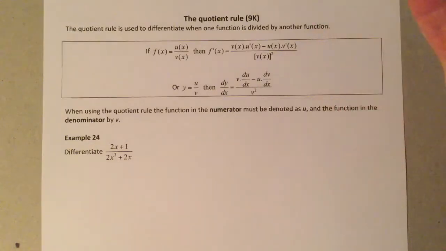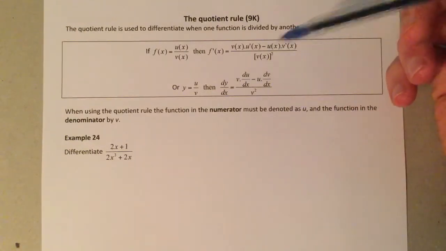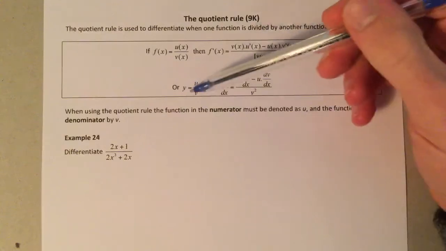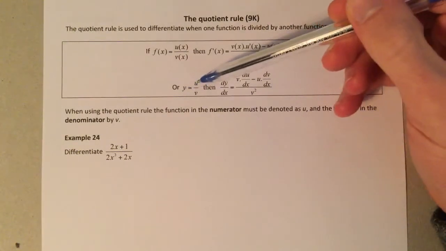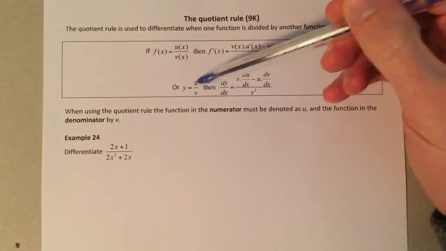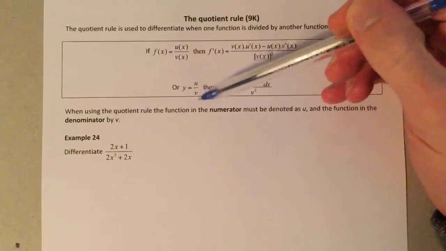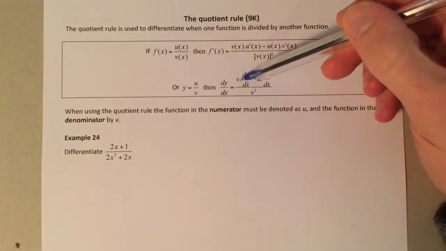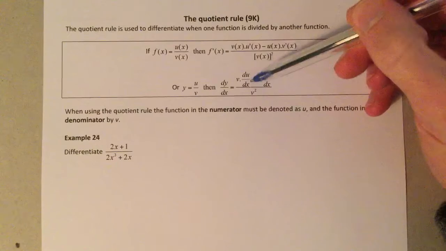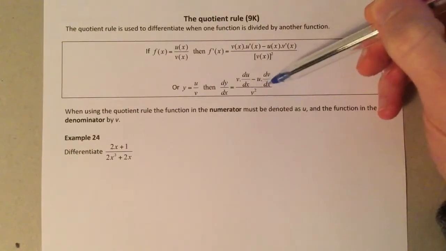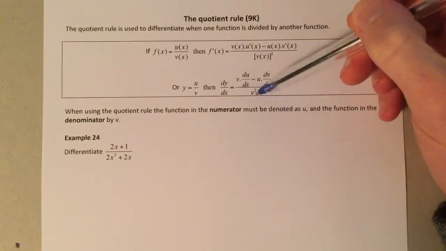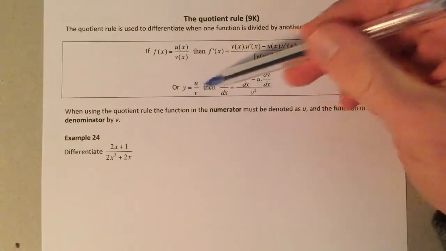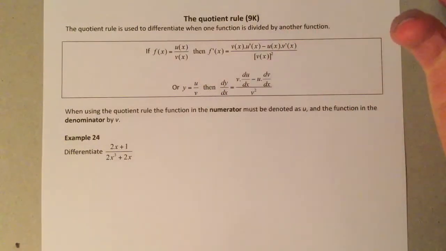But essentially the rule is, and you can refer to either of these, they're just the same rule with slightly different notation. If our original function y is written as u over v, so that's important, u is the function on top and v is the one on the bottom, the denominator, then dy/dx will equal v times du/dx minus u times dv/dx, all divided by v squared, remembering that u is the numerator and v is the denominator throughout all that.